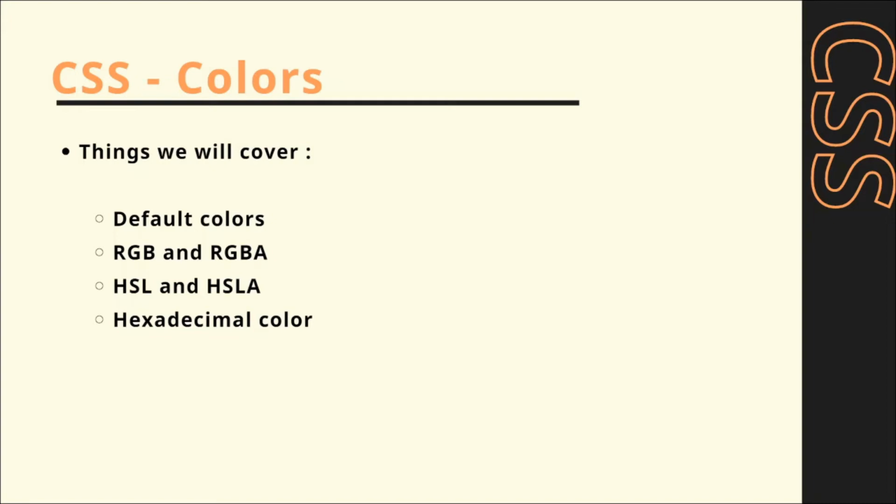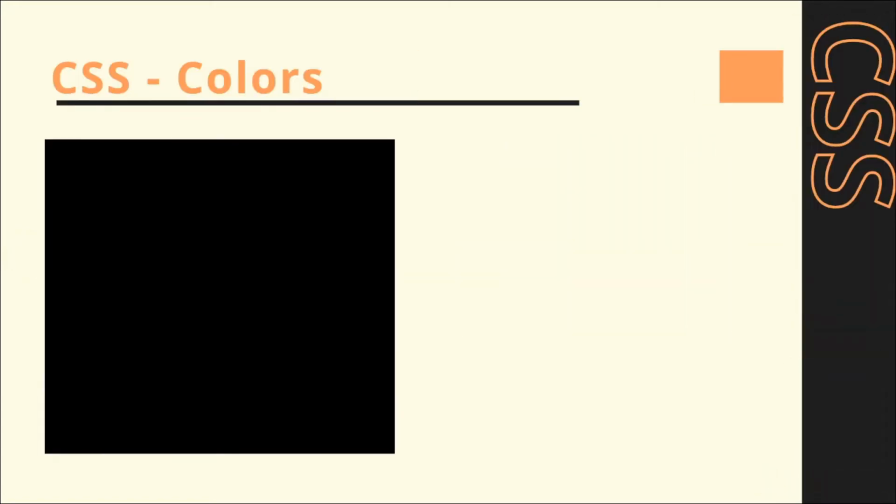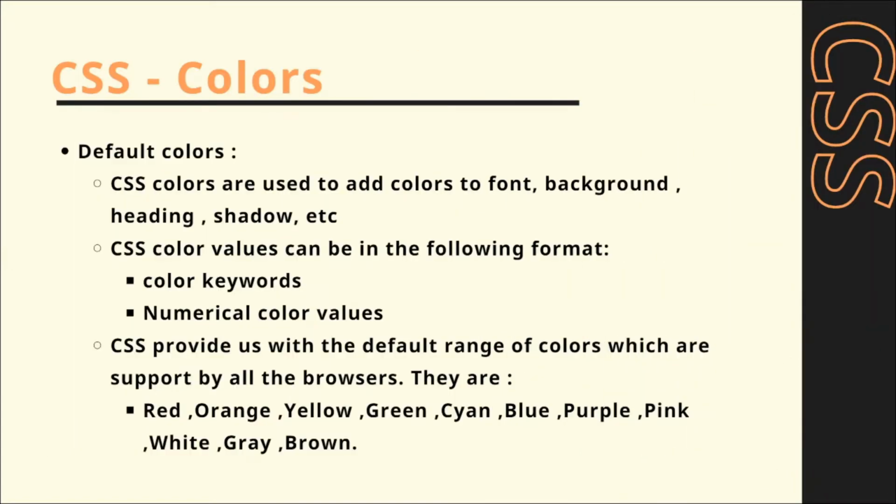So in this module, we will cover default colors, RGB and RGBA, HSL and HSLA. These are nothing but the color systems which the CSS specification follows. So there are different specifications or color patterns we follow: RGB, RGBA, HSL and HSLA, and the hexadecimal colors. Let's check them out in our next slide.